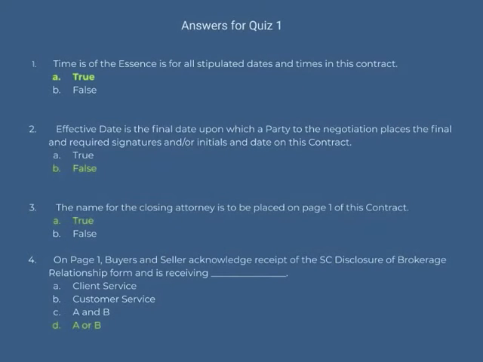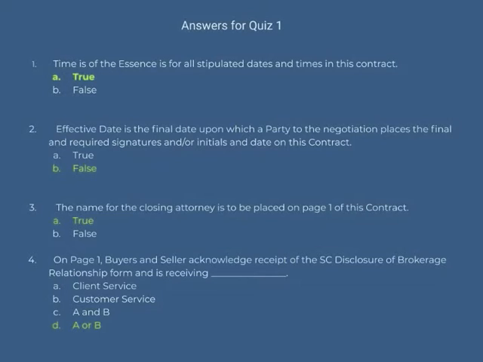Let's look at the answers to quiz 1. Time is of the essence is for all stipulated dates and times in this contract. True or false? True. Number 2. Effective date is the final date upon which a party to the negotiation places the final and required signatures and/or initials and date on this contract. True or false? This is false, because remember the effective date. It has to be all signed, initialed, dated, and delivered before it's effective.